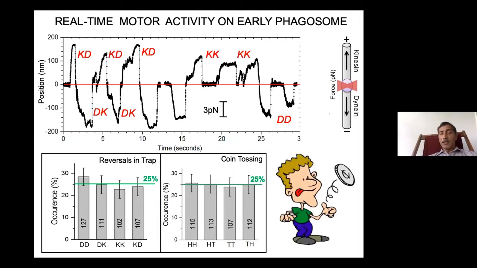Now, is there a way in which you can make this coin unfair? You either bias the dyneins or the kinesins, and if you can do that, then you can take this cargo outwards or inwards, depending on which one you're biased towards. And we actually showed that this can be done. It is done on the late phagosomes, where the dyneins and the kinesins organize in a different geometrical manner on the surface of the phagosome, and that biases this coin towards an unfair coin favoring dynein, and then you go towards the minus side.